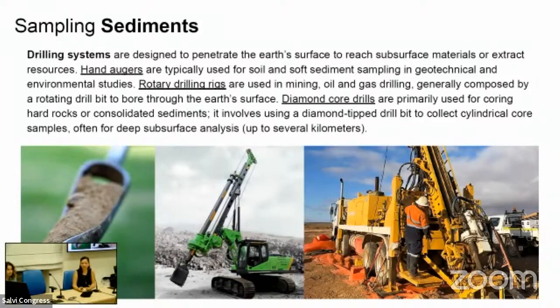Then we also have drilling systems, for the continental part, which are designed to penetrate the Earth's surface and reach the material that you want to extract. It can be very easy and simple, like an end auger generally used for soils or for soft sediments like sands. Or it can be a more complex system, like a rotary drilling rig or a diamond core drill, which go more deeply into the Earth's crust, also up to several kilometers.